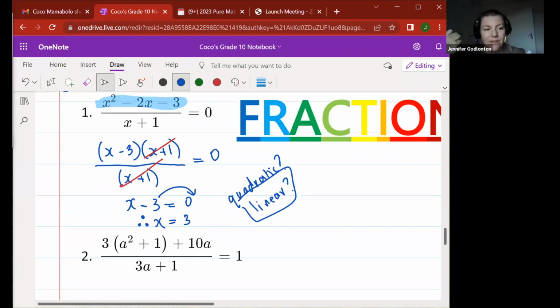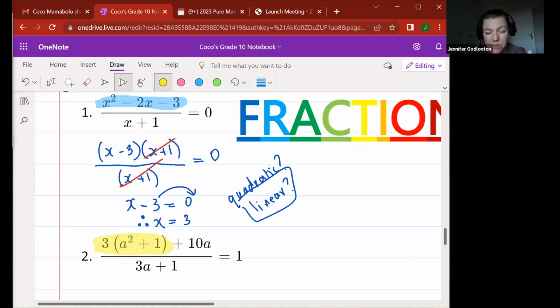Let's try and think about the 2 things we spoke about when we started. The first thing that we said was if we can simplify the fraction, that big fraction on the left, let's try and simplify it. At the moment, factorizing is not going to help us much, but I can multiply that 3 in. I can definitely do that.